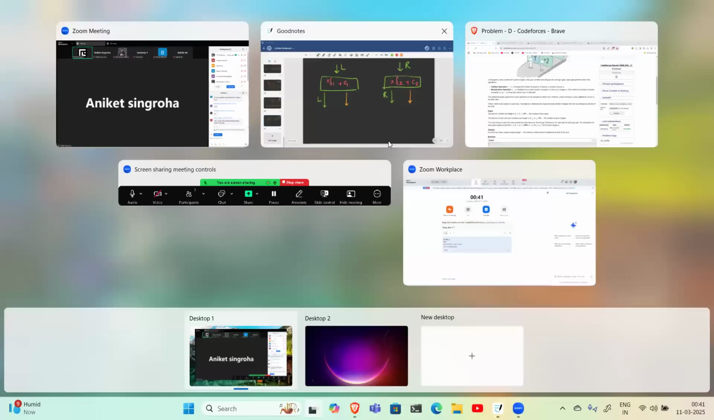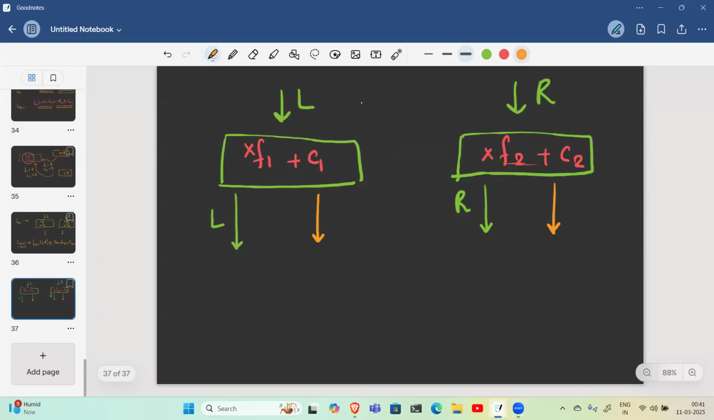Okay, let me write this down myself. Out of these L people, if I pass them through this gate, then the number of people will become F1L plus C1. So these C1 new people will definitely come, this is the constant factor. Apart from that, F1 minus 1 times L people will also come. Similarly, here C2 people will take birth, and F2 minus 1 times R people will come out.